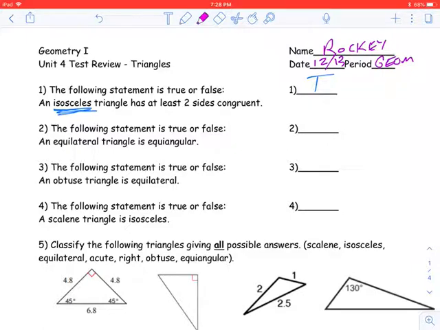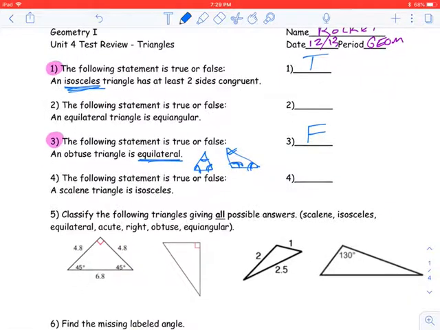So looking at number 3, it says, the following statement is true or false. An obtuse triangle is equilateral. Well, think about an equilateral triangle. An equilateral triangle has all the same angles, which means all those have to be 60 degrees. Well, is 60 degrees obtuse? The answer is no. If it's an obtuse triangle, you have to have one obtuse angle, and there's no way these two can be the same. So that would be false in that case.